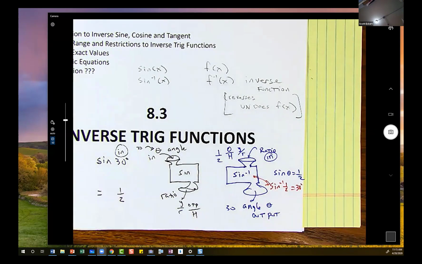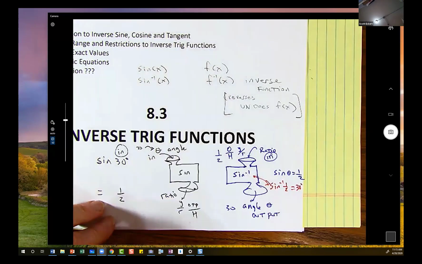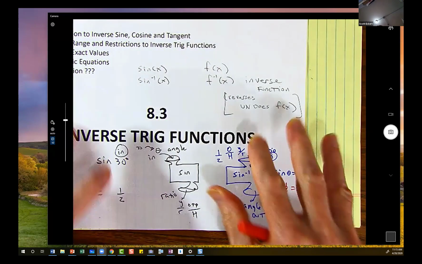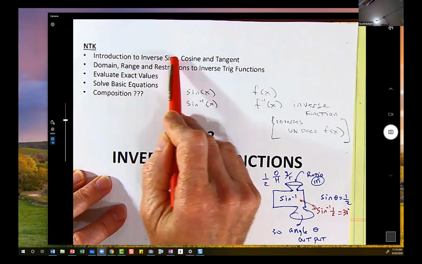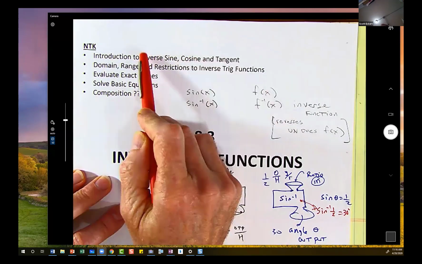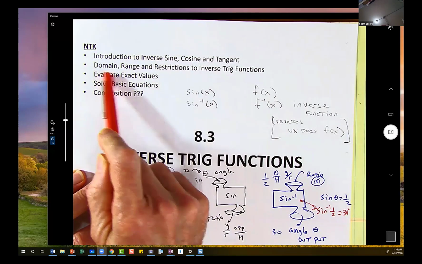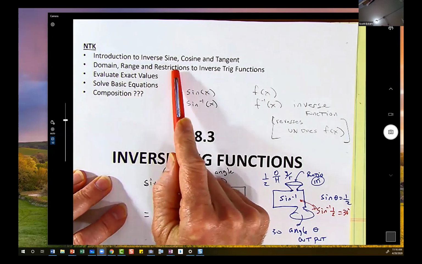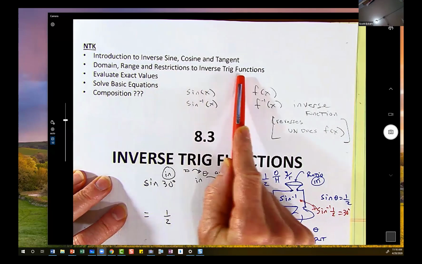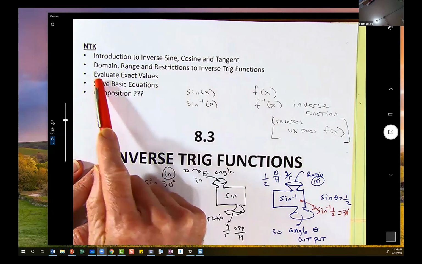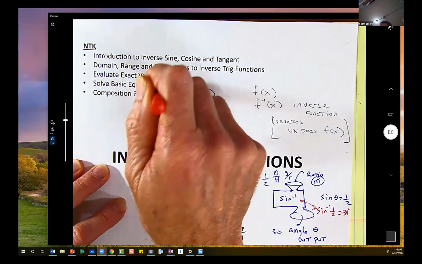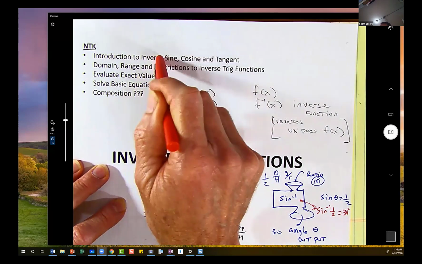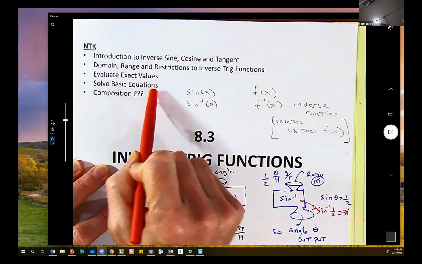Okay, so I've kind of introduced the concept to you right here already. We'll do a little deeper introduction on sine, cosine, and tangent inverses. We'll talk about domain and range and restrictions of these functions. And then we're going to work with the exact values. And once we understand the exact values and the idea of the inverse, we can solve equations.